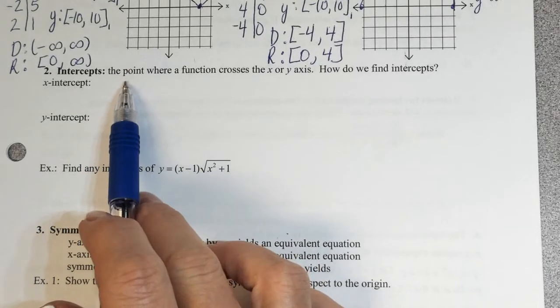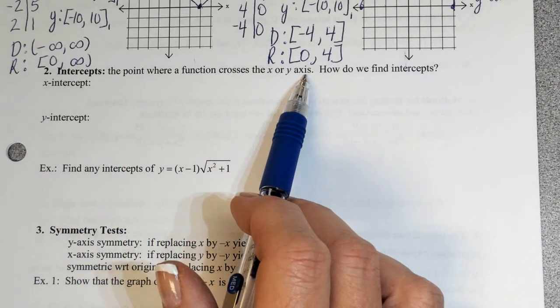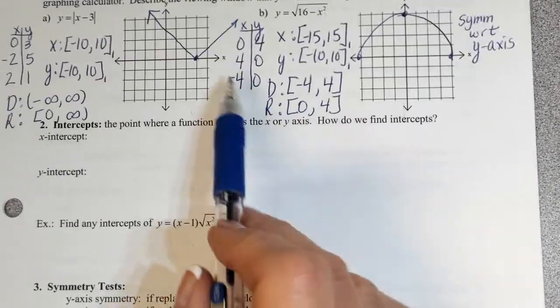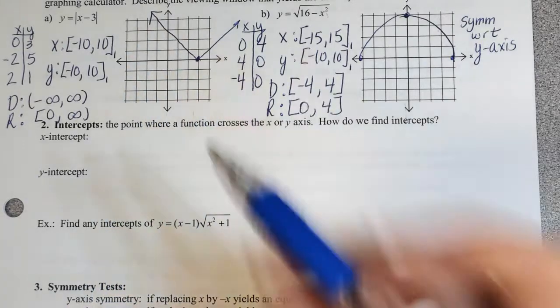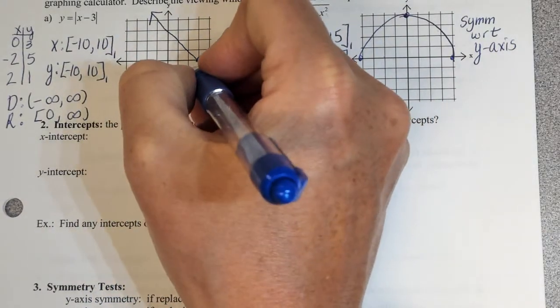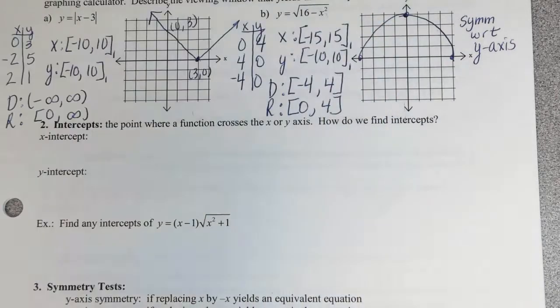Okay, intercepts. This is a point where a function crosses the x or y axis. How do we find intercepts? Well, for this one, this was an x-intercept. This was a y-intercept. Look at this point. This point is 3, 0. This point is 0, 3. So how do we find those x and y intercepts? How do we find the x-intercept first?